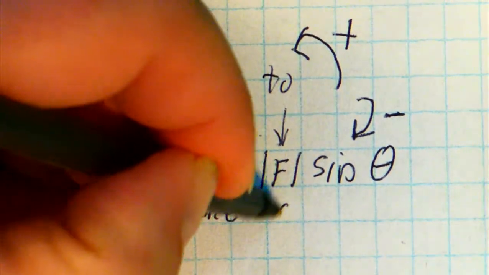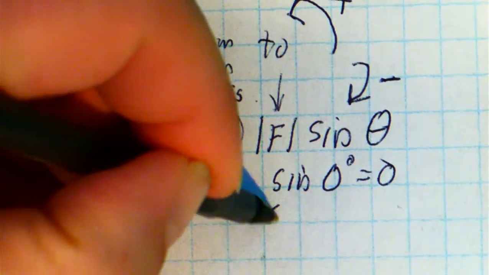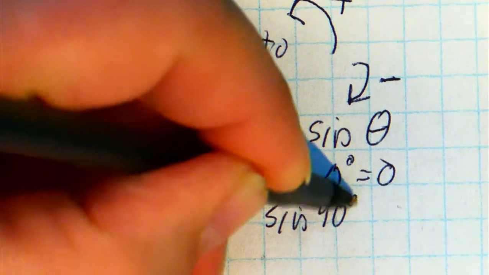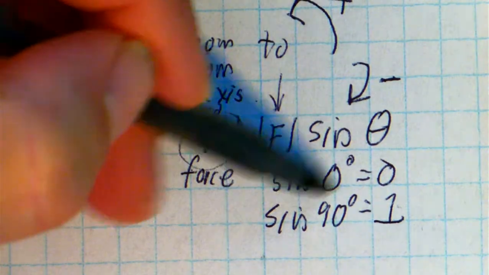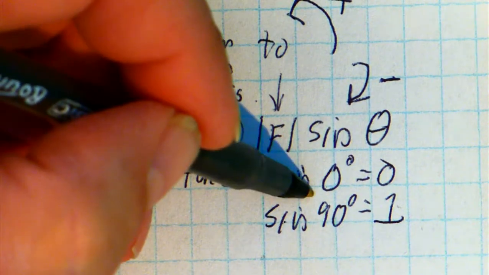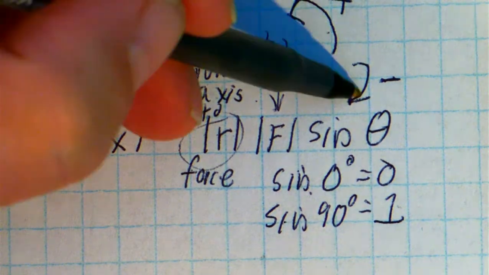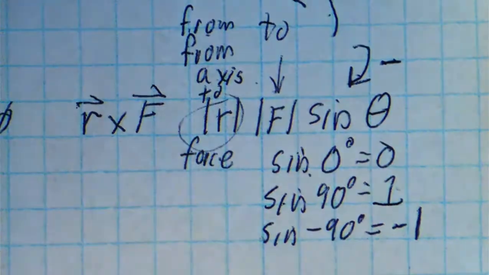And a few other things. The sine of 0 degrees is 0. The sine of 90 degrees is 1. And we're going to be choosing to slide the forces so that the angle becomes 90 degrees or negative 90 degrees. And the sine of negative 90 degrees is negative 1.